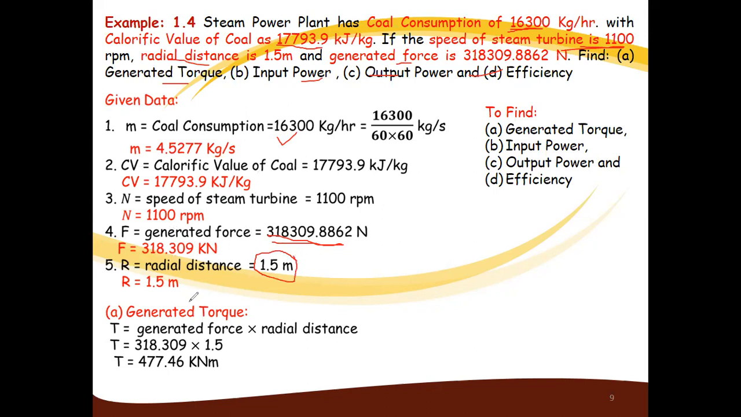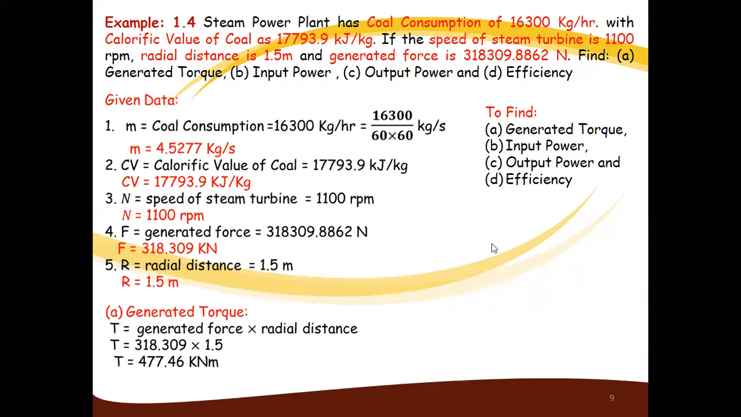So generated torque is nothing but the generated force into radial distance. So generated force is 318.309 kilonewton into 1.5 meter, the radial distance. So we get 477.46 kilonewton meter. It is the generated torque. So we have found the generated torque. Now we have to find the input power, output power, and efficiency.